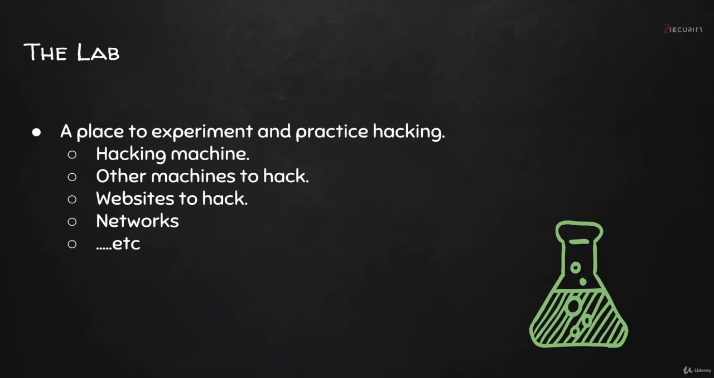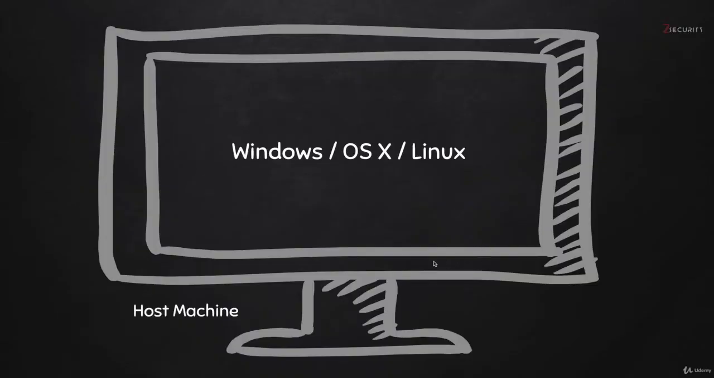Now, to create a lab, you just need a number of computers with different operating systems, and you'll need a number of networks if you're testing network attacks, and if you're testing website attacks, then you will need to install websites on these computers. Or you can do all of this inside your computer, inside one machine, and install everything else as virtual machines. And this is what we're going to do.